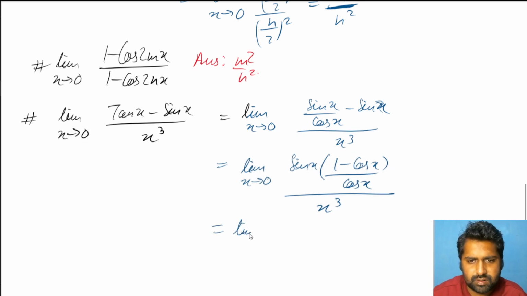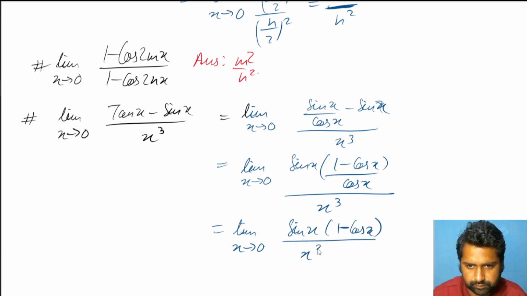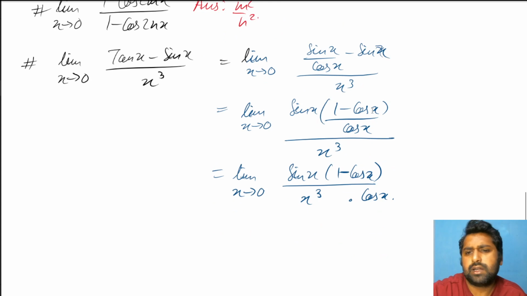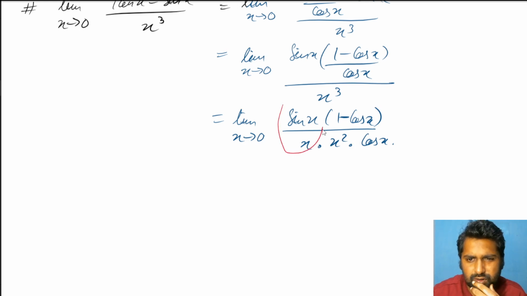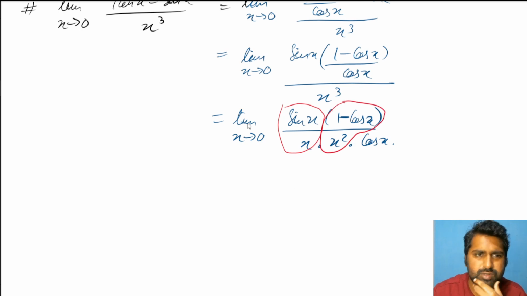So this becomes limit x tends to 0. Now I'll rearrange it. Sin x, 1 minus cos x, get a single denominator, that is x cube into cos x. Okay, now see what happens here. You know sin x by x can be solved, so instead of writing x cube, I am writing this as x into x square. So this particular limit can be solved easily. And 1 minus cos x, with x square in the denominator, this is also easy to solve.